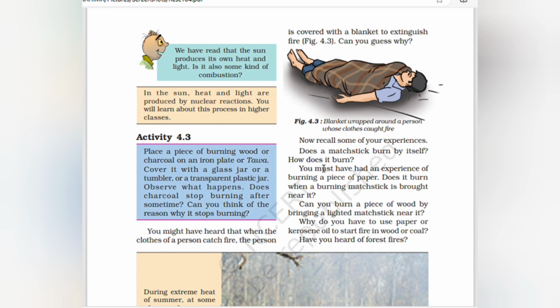Can you burn a piece of wood by bringing a lighted matchstick near it? Why do we have to use paper or kerosene oil to start a fire in wood or coal?